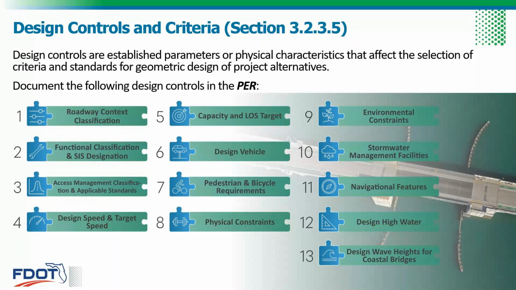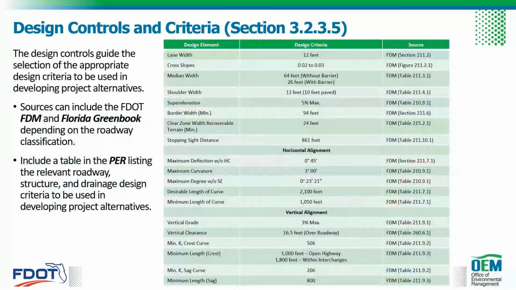Okay, so we're moving on to our design criteria. So we need to be including a table in your PER of all of the relevant roadway, structure, and drainage design criteria to be used in developing project alternatives. Include references to the associated manuals, procedures and guidelines that defined the criteria, like seen here on the right side of the table. For projects on the state highway system or national highway system, the principal source is going to be your FDM, like we show here. For federally funded projects on local roadways, the Florida Green Book would be the source of the design criteria.